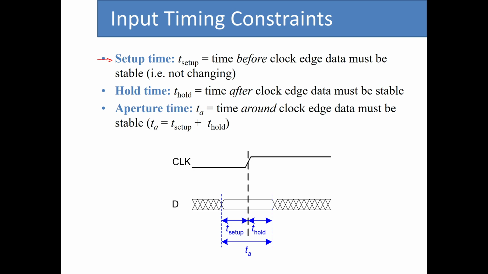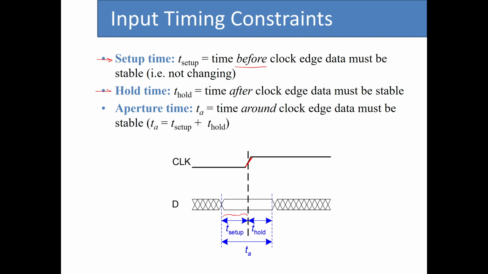We show it with T setup, and it is considered as the time before the clock edge at which the data must be stable. If we have this clock and we know that the D flip-flop is sampling at the edge of the clock, depending on the design of the flip-flop, it can be the rising edge or the falling edge, but an edge nonetheless. Since we want the data to be stored properly, at least for T setup time, the data should be stable before the clock edge.